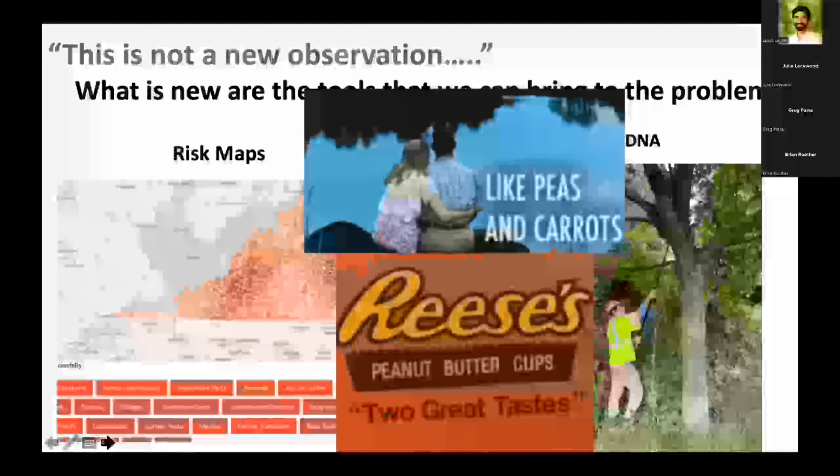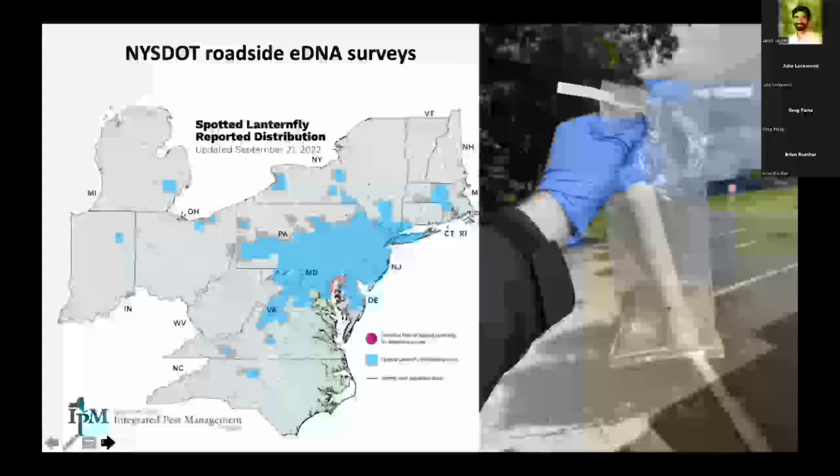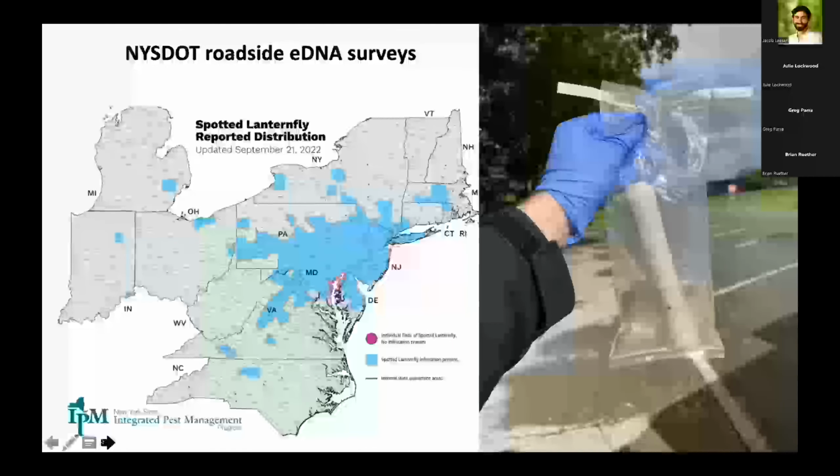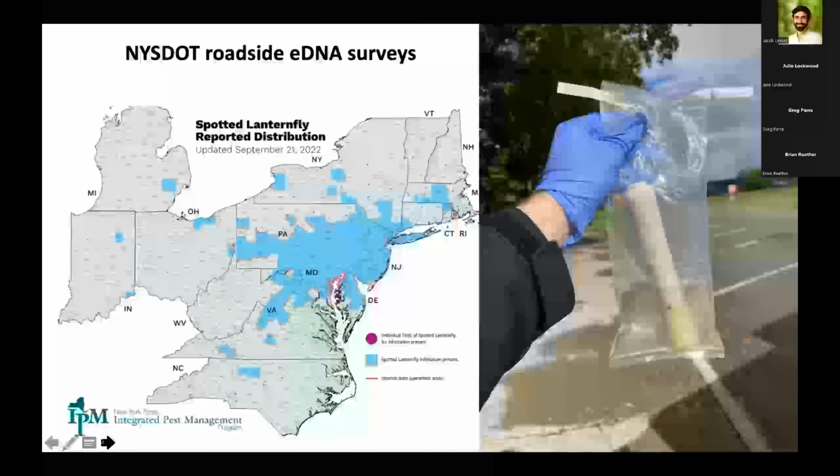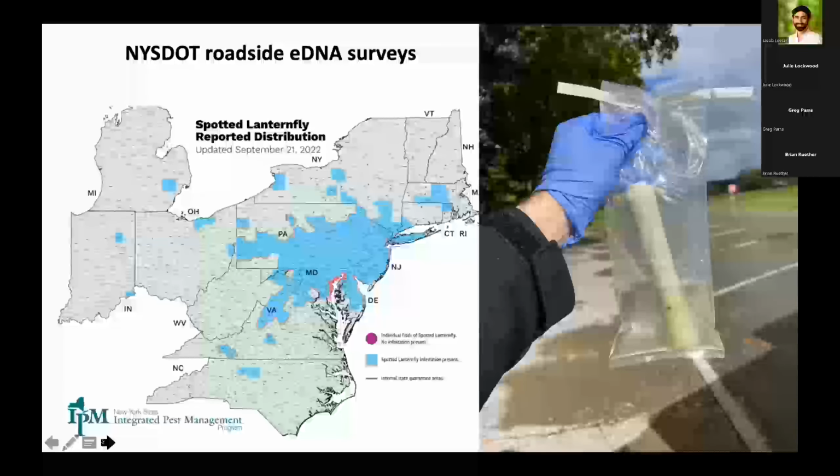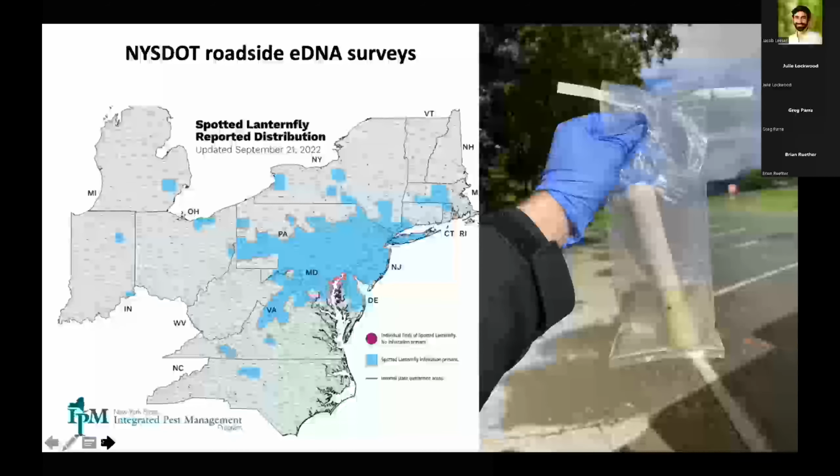So what can we do when we move the two together? As an example of how we're trying to do this, I'll talk about what we've been doing with New York State DOT. They had us come in and conduct some eDNA roadside surveys based on their risk maps. I'll tell you a lot more about eDNA, but the tool we're using for this particular effort is useful on trees, and this is what we call roller aggregation. We literally use paint rollers to pick up the DNA. Again, I'll explain how all that works in a second.